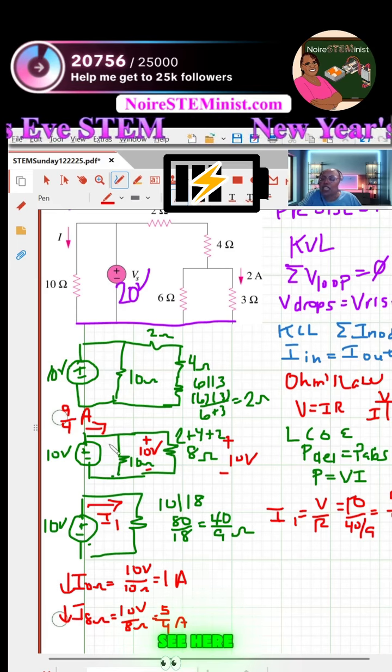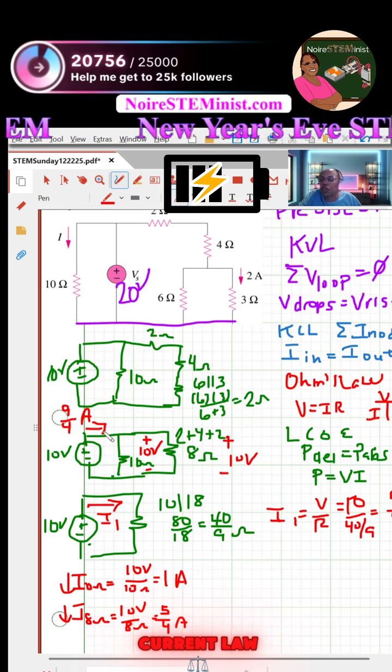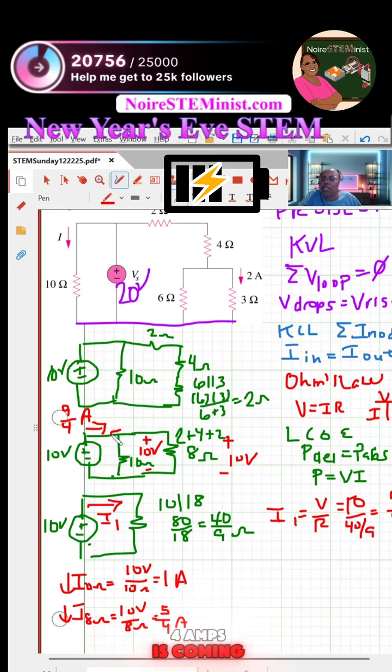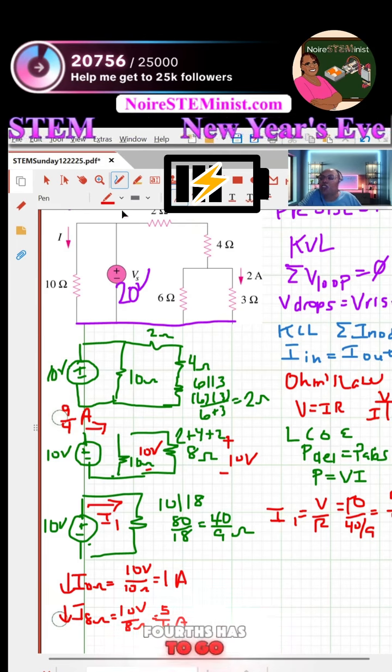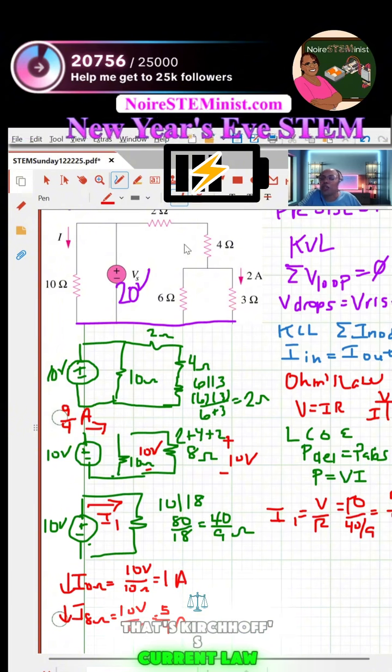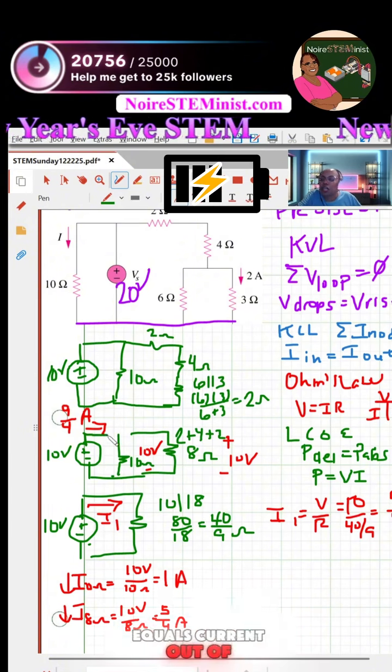And what I want you to see here is that this obeys Kirchhoff's current law, because if 9 over 4 amps is coming into this top node, then 1 plus 5/4 has to go out of that top node. That's Kirchhoff's current law. Current into the node equals current out of the node.